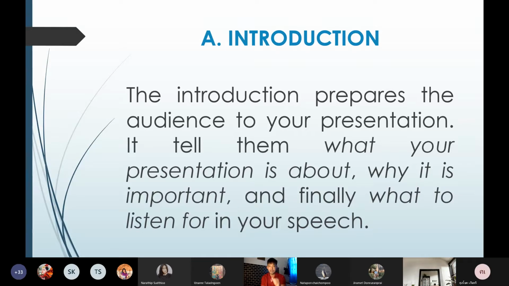The slide is a little bit grammatically incorrect. Can you correct it later? It tells them, it should have an S, okay? It tells them what your presentation is about, why it is important, and finally, what to listen for in your speech. So it has the elements.